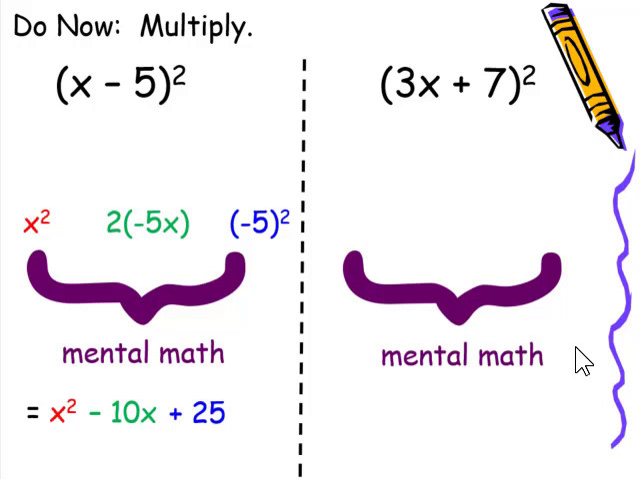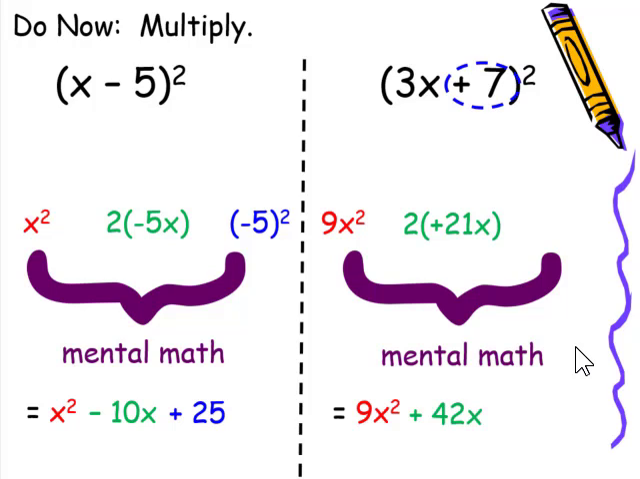So again, how do we do it? We take the first term and square it. First term times the second term and double it. And then the second term and square it. All right. And the two numbers I have circled always have to be positive, because a negative times a negative is a positive, and a positive times a positive is a positive.